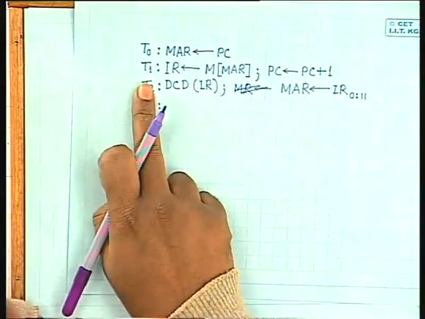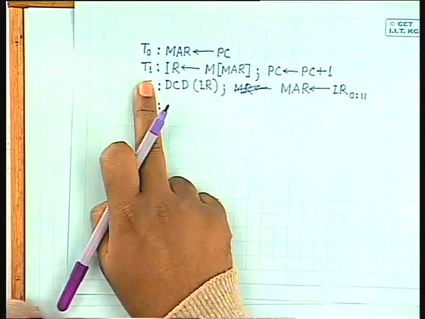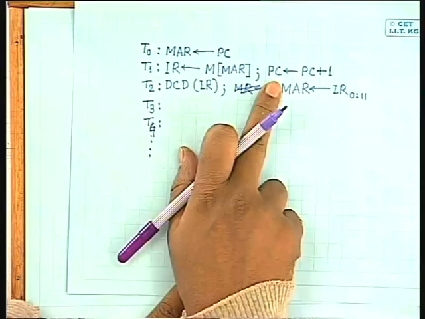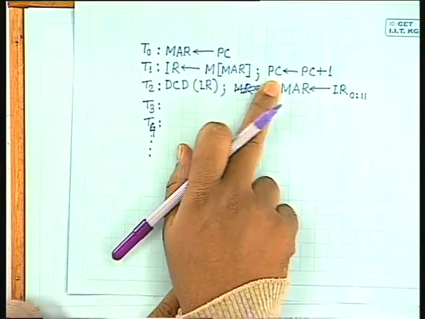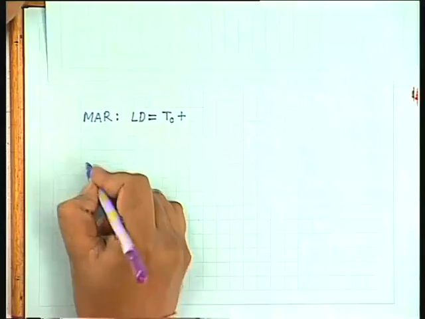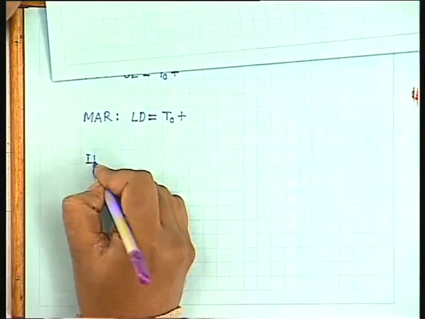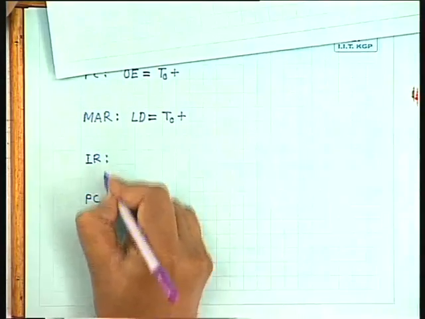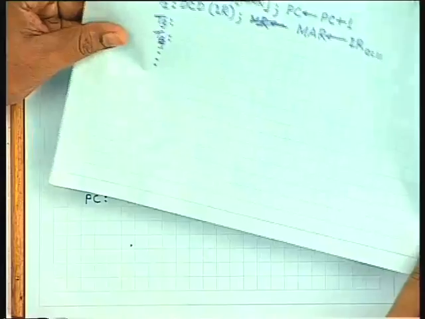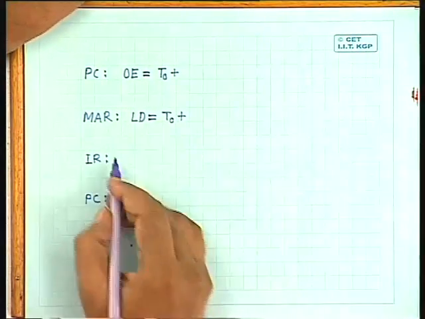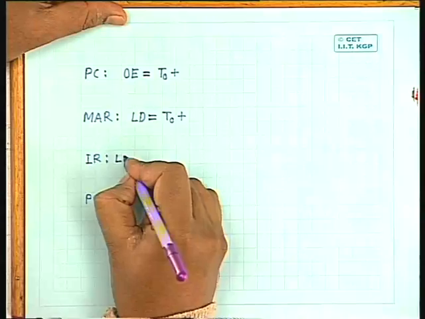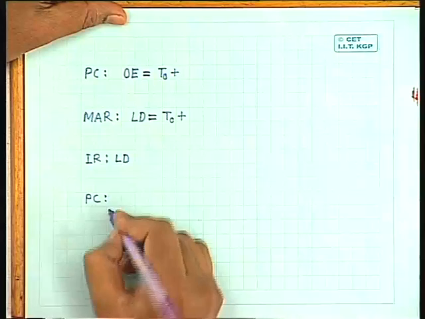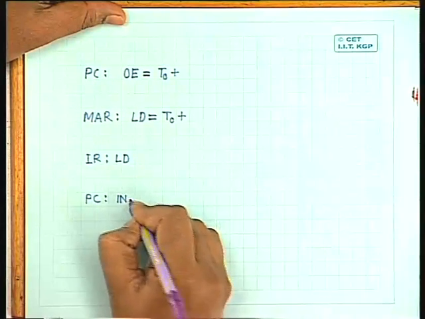The next time interval is T1. During T1, what are the registers that are involved? One is the instruction register, otherwise the program counter. Okay. So I have the next register, which is the instruction register. I have the program counter. The control signals encountered till now are, for instruction register, the load input, right? For program counter it is the increment input, INR.